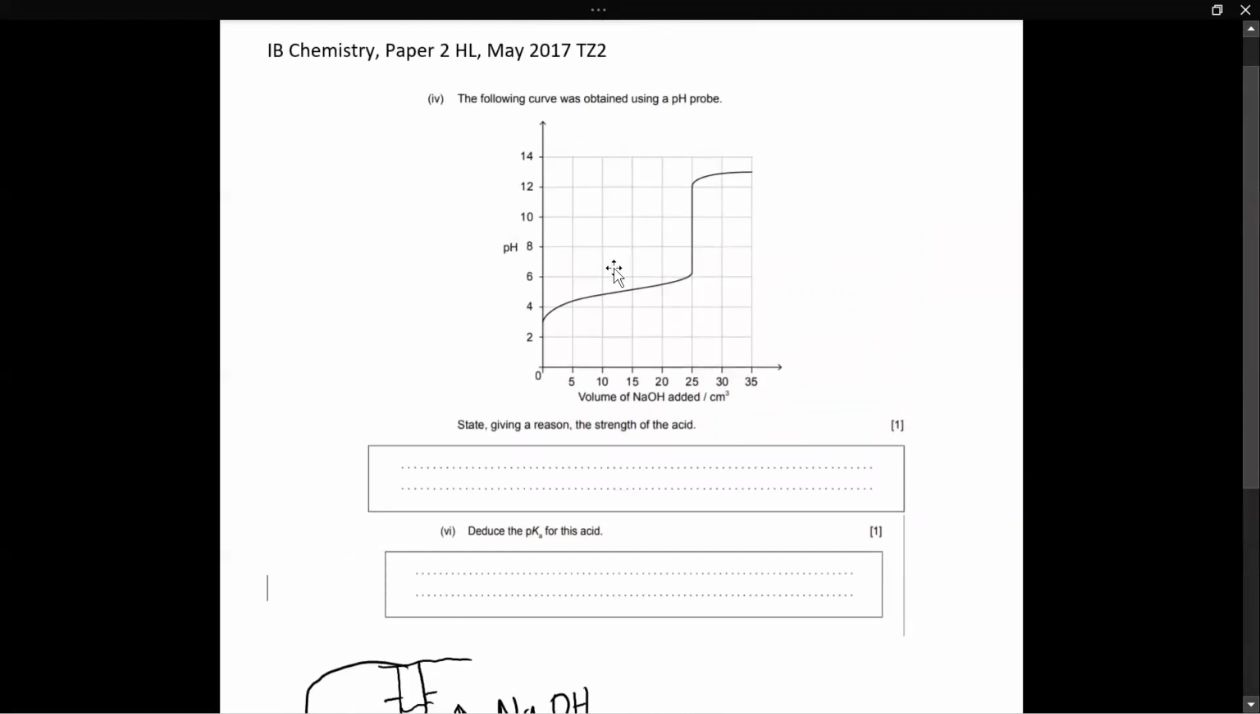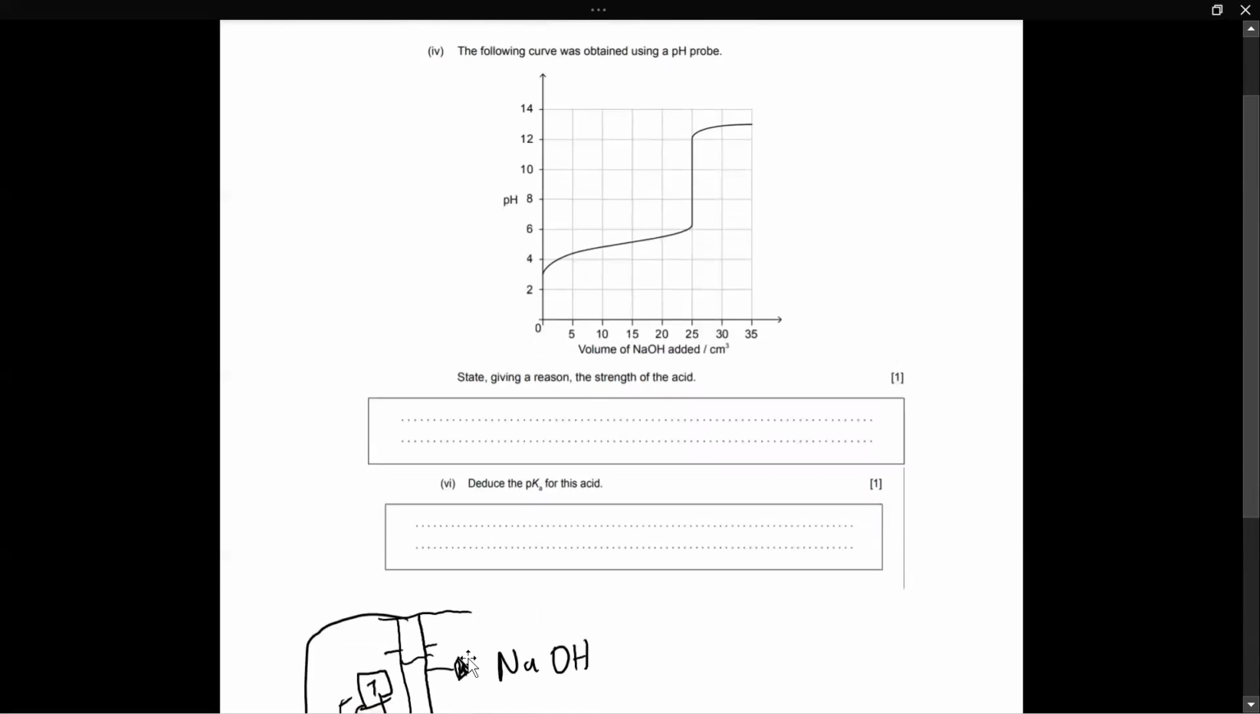Let's take a look at it and see what we can understand from this graph. In the first question, they've asked us to state, giving a reason, the strength of the acid. Now, how do you tell this? How do you tell what the strength of the acid is? Because they've not told us what the strength of the acid is. They've told us that they're adding the base NaOH, and we know that NaOH is a strong base, but they've told us nothing about the acid.